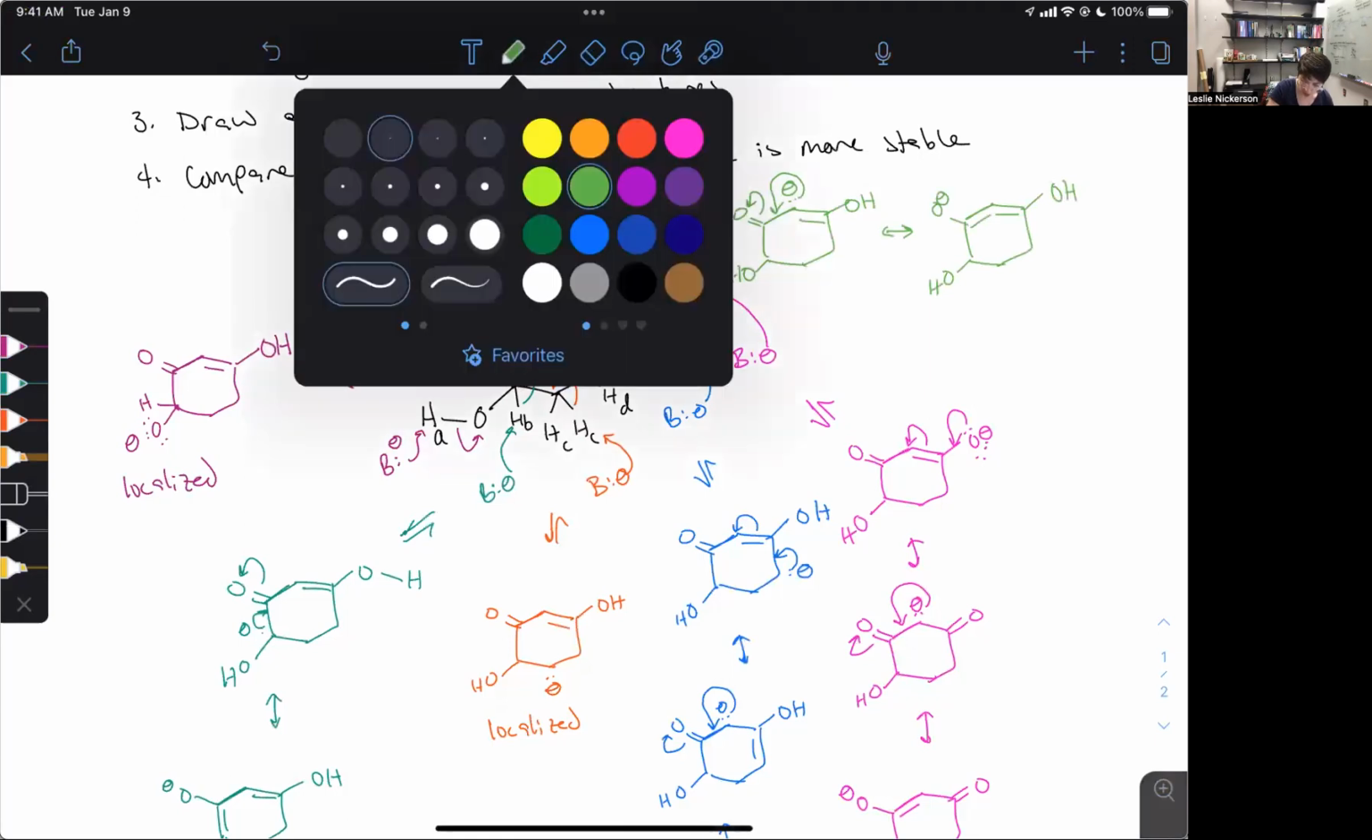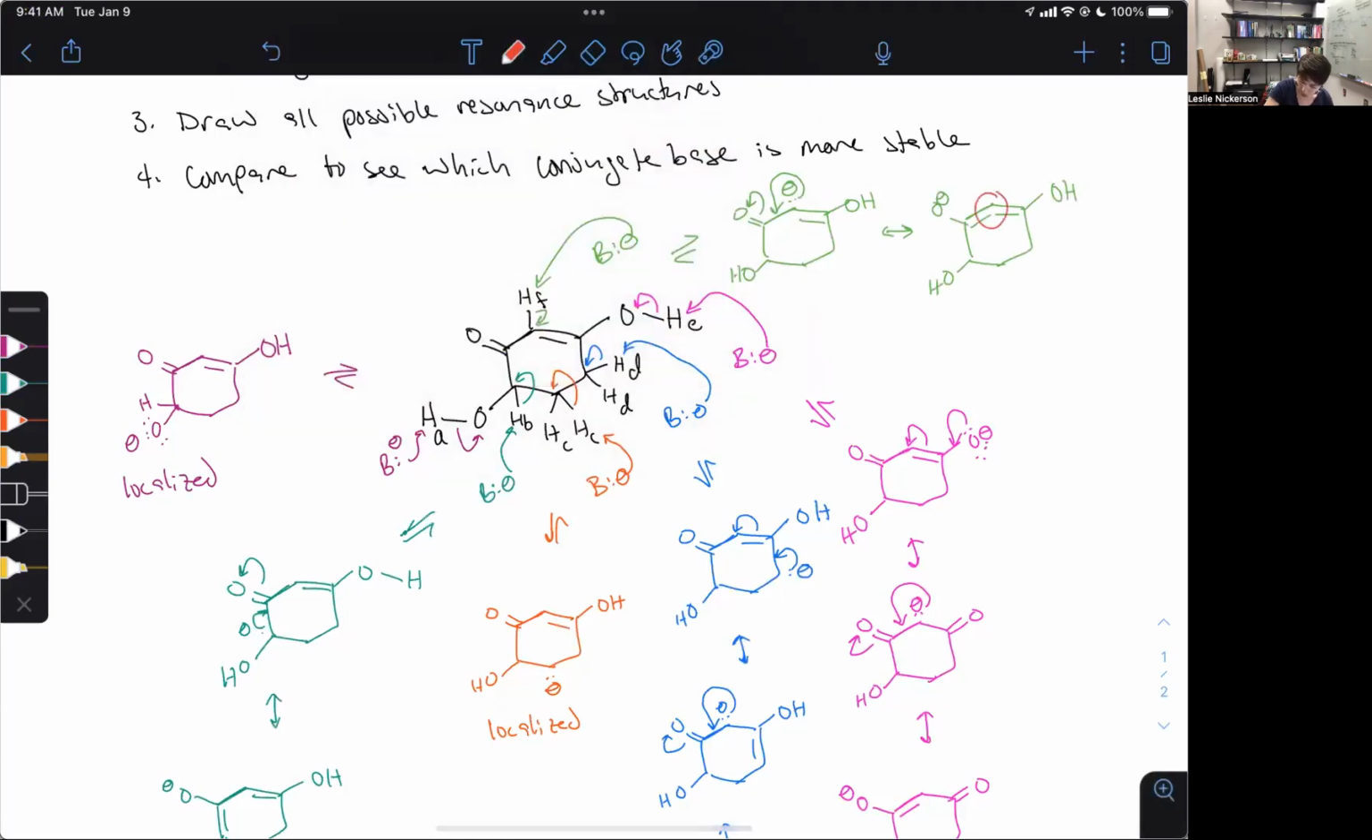So that has made us run into an issue, right? This wants to be sp with a bond angle of 180, which makes that molecule quite sad. Okay, so this is not reasonable. Okay, that would be a pretty localized charge. So this is localized.